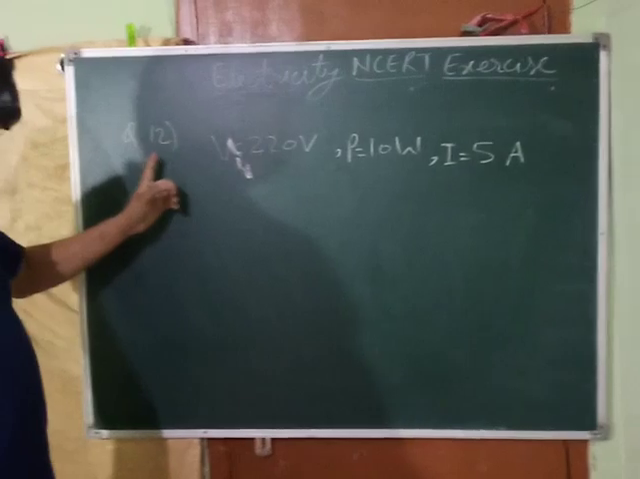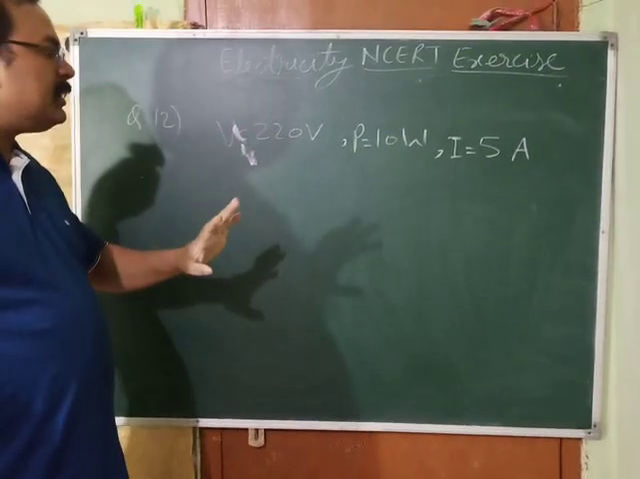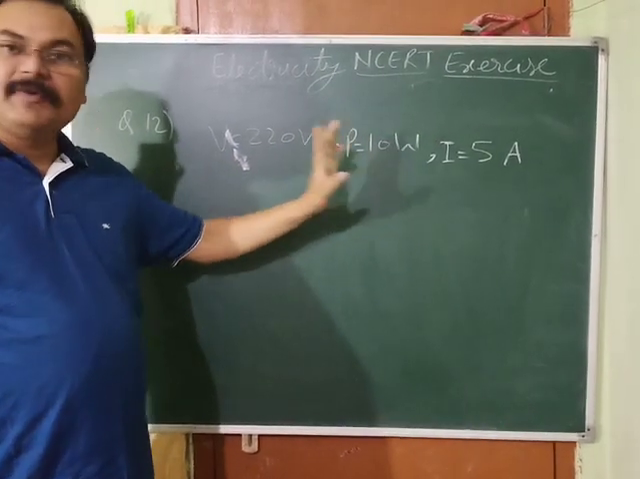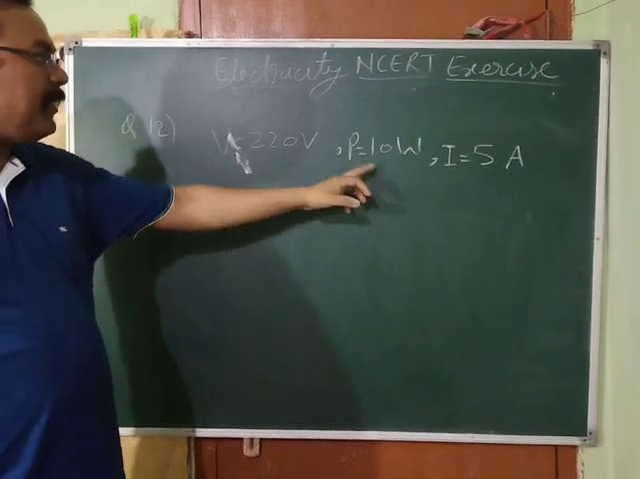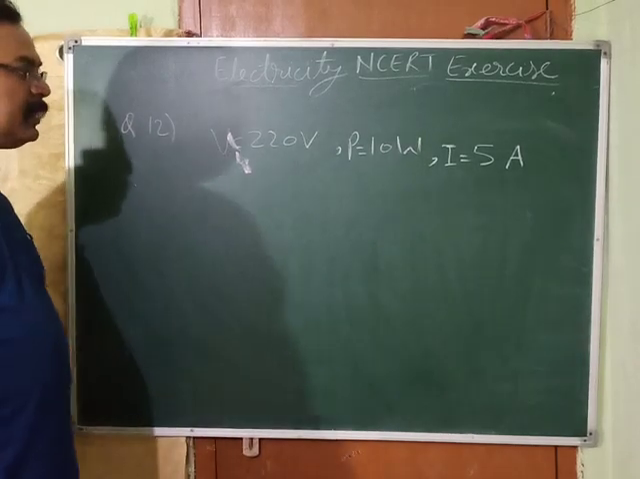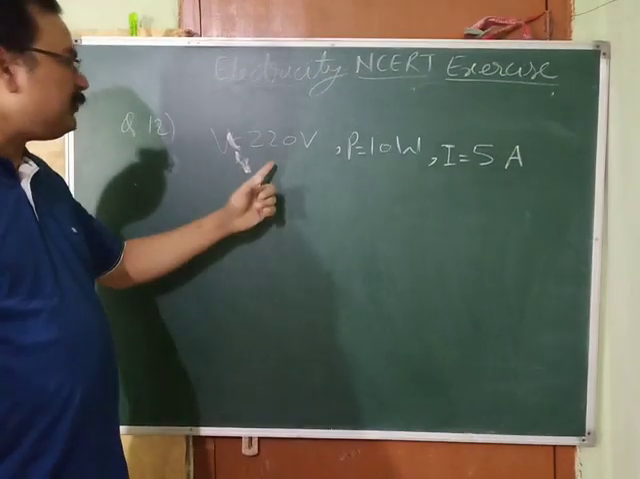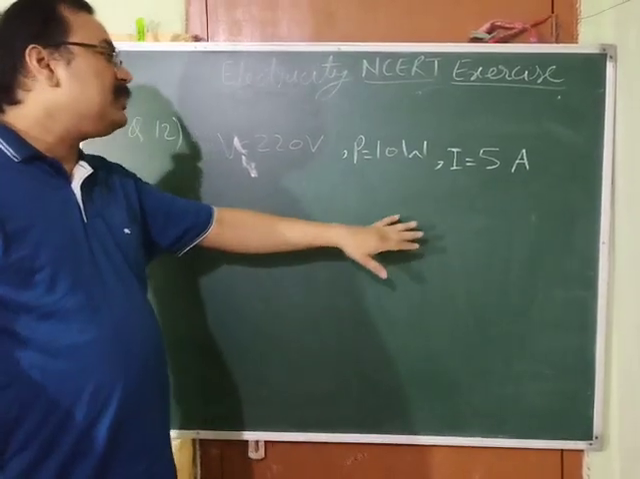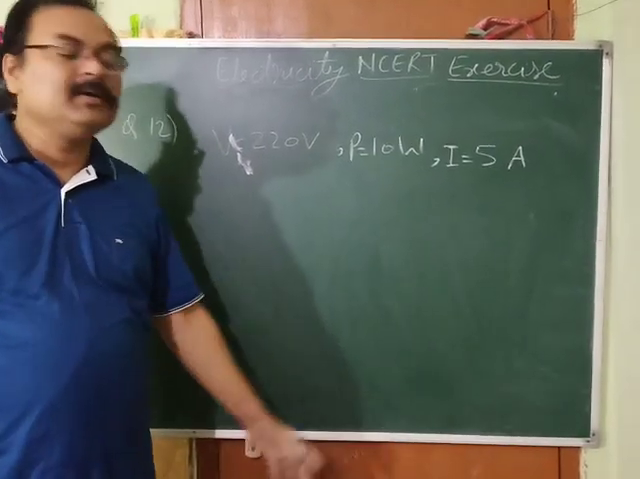Now see, this is question number 12. What is question number 12 stating? It states that there are bulbs having power 10 watt each at potential 220 volt. This is the power rating of the bulbs. Okay. And there are a number of bulbs. Now you are supposed to connect them in parallel with a supply of 220 volt.